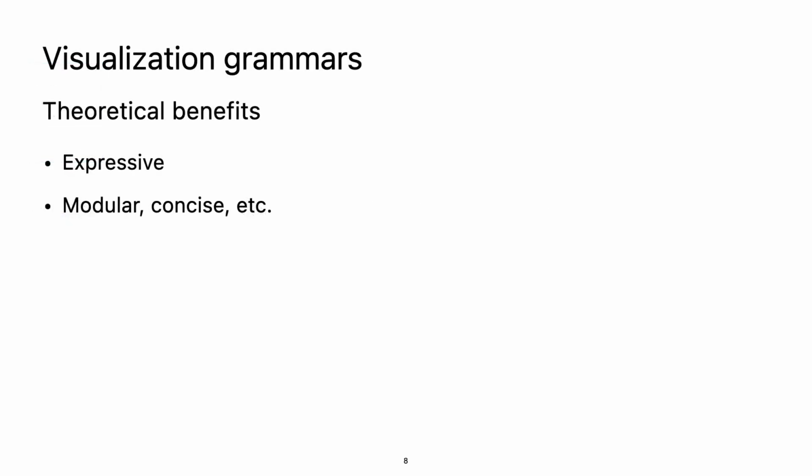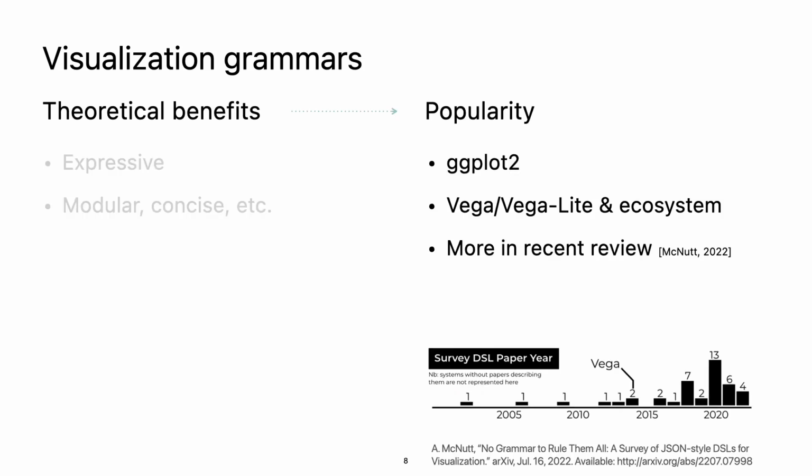Visualization grammars are good in theory because they're expressive, being able to produce a wide range of plots. Theoretically, grammars are also modular and flexible, easy to change, and have concise and consistent syntax. No wonder there's been a proliferation of grammars ever since the original grammar came out, like ggplot we just saw, and Vega-Lite, which has a big ecosystem around it, and there are many more reviewed by this recent paper.